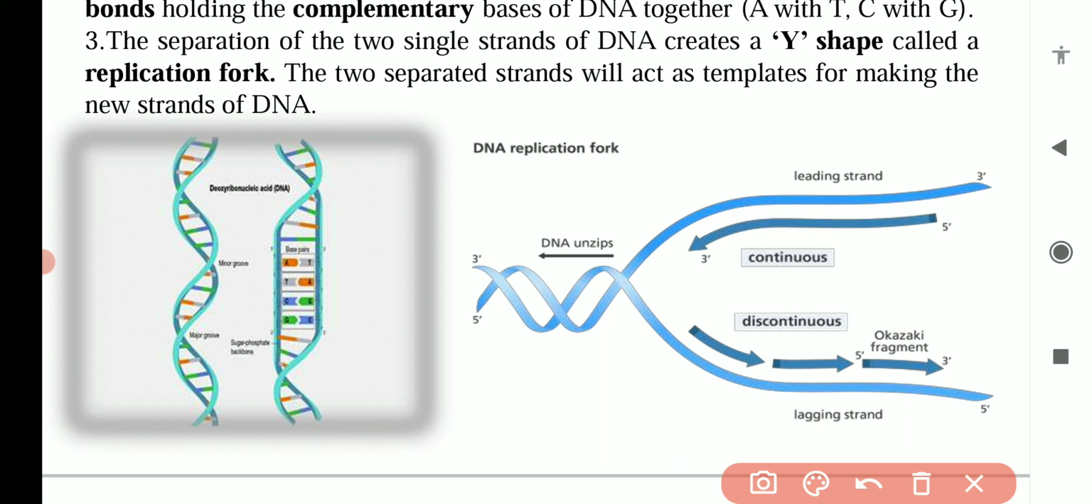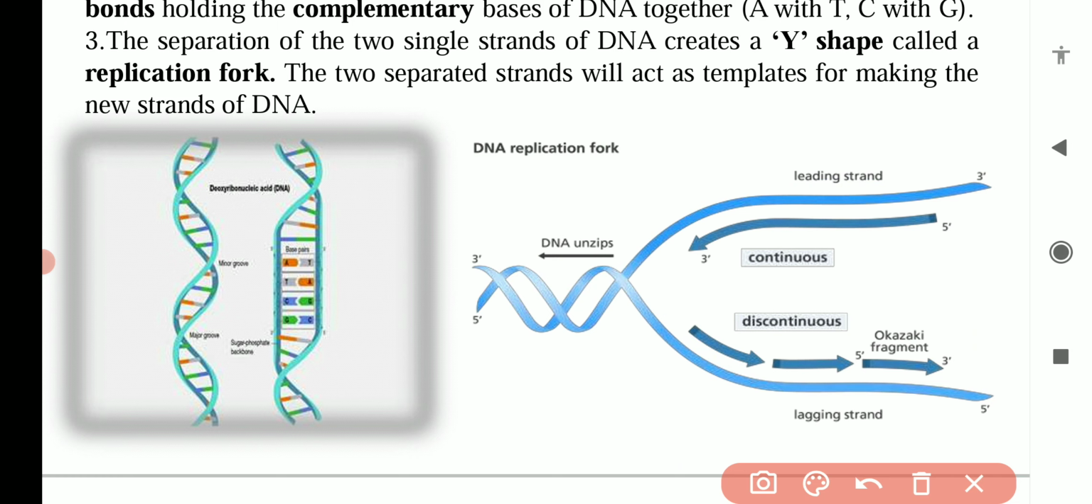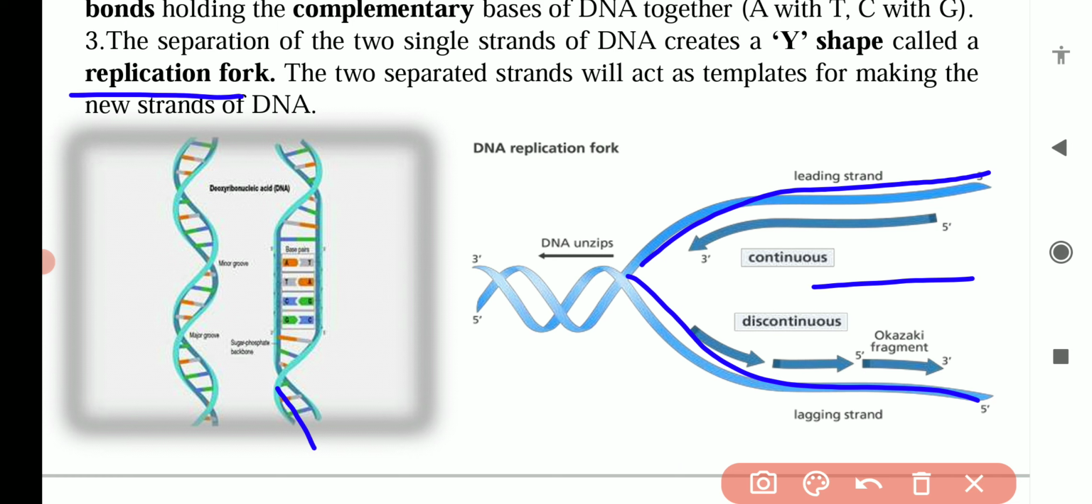This is the replication fork. This is a Y-shaped structure. If you see, this is a Y, the English alphabet Y-shaped structure. So it looks like the alphabet Y. That's why it is known as the replication fork. When DNA opens up from one side, this is carried out by the helicase enzyme. Helicase comes and breaks down the hydrogen bonds, resulting in the formation of the replication fork.